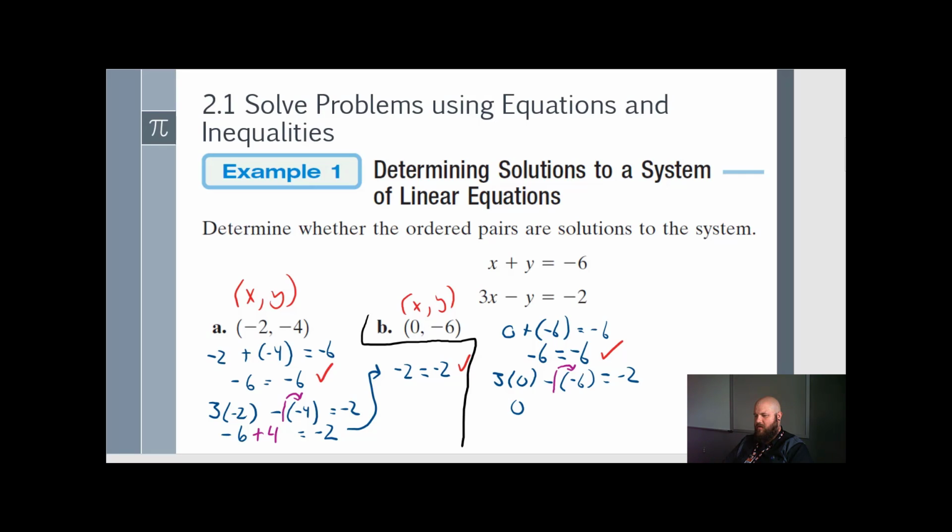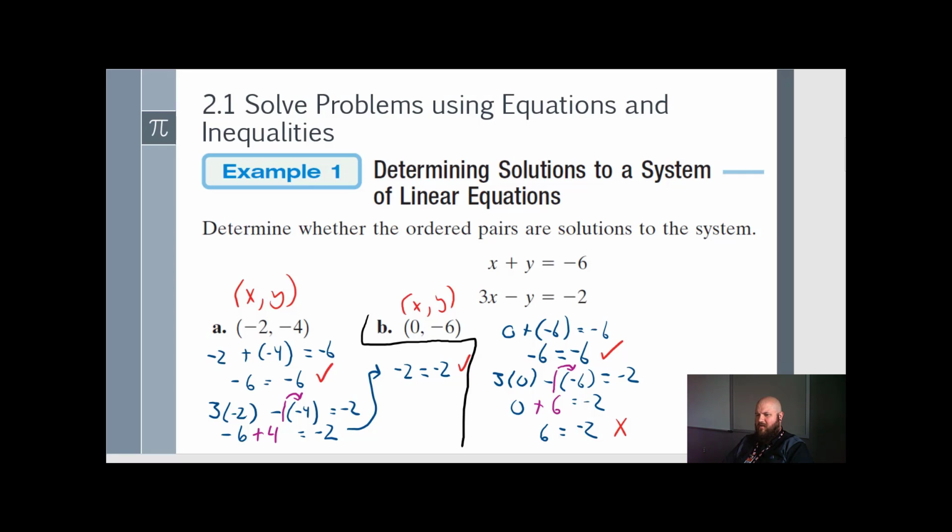Well, we know 1 times 6 is just 6. And we have a negative times a negative, which makes it positive. Okay? Alright, and that still equals negative 2. Well, now this equation gives us 0 plus 6 on the left, gives us a 6. And that equals negative 2. Does that make sense? No, that doesn't work, does it? So with this, it's a no-go.